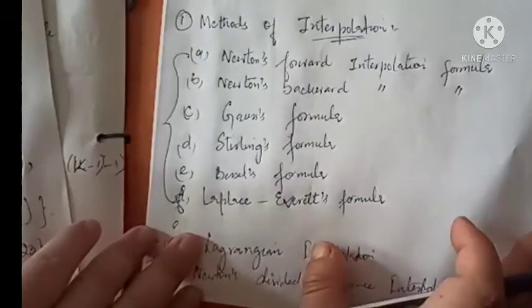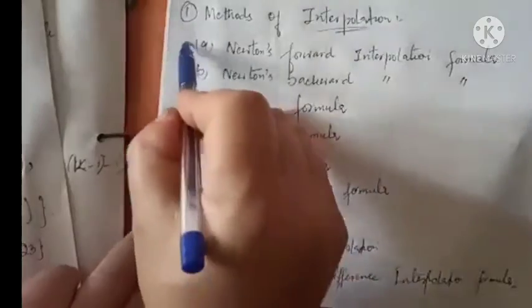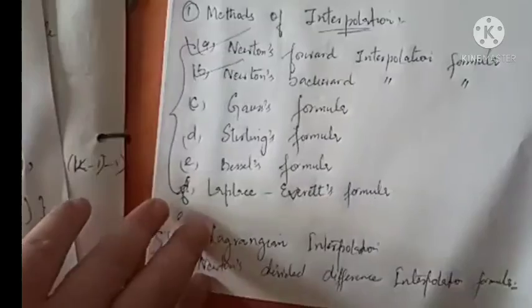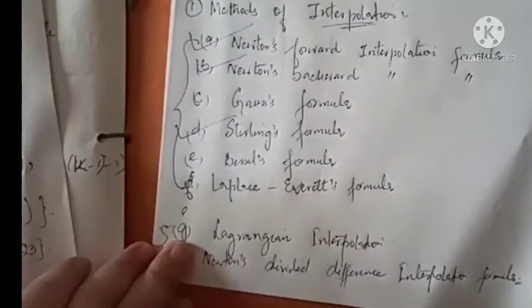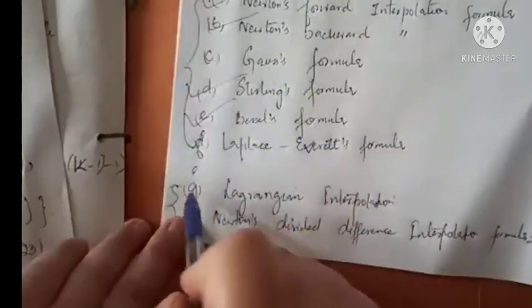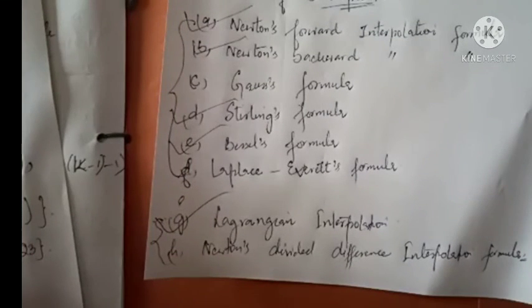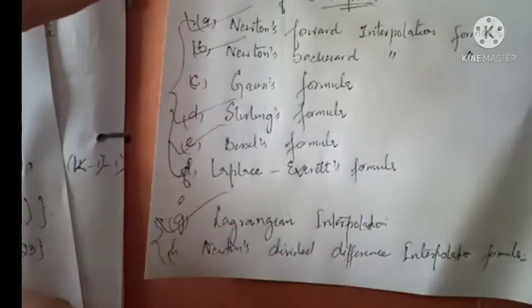According to your syllabus, we don't have to do all of them. We have to do Newton's forward difference interpolation, Newton's backward interpolation formula, Stirling's formula, Bessel's formula, and Lagrangian interpolation. These are the only methods which we have to do. How to do this, when we can use them, and which method is used when, and how we can choose the interpolation method when we have lots of methods available, we will see in the next lecture. This was the introduction regarding interpolation. Hope you understood. Thank you.